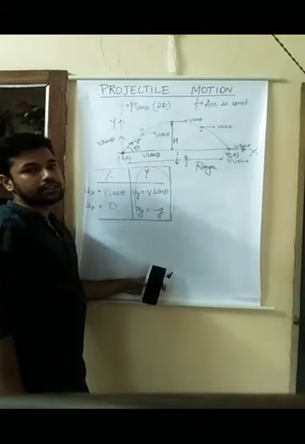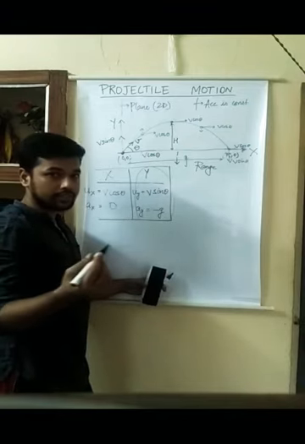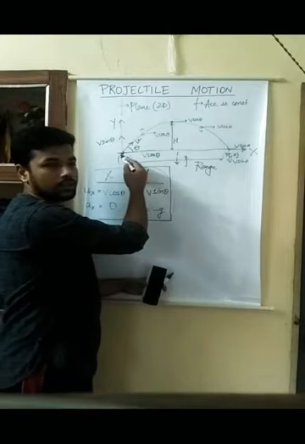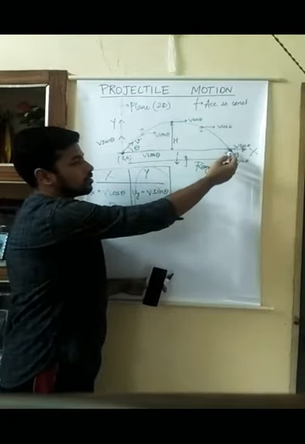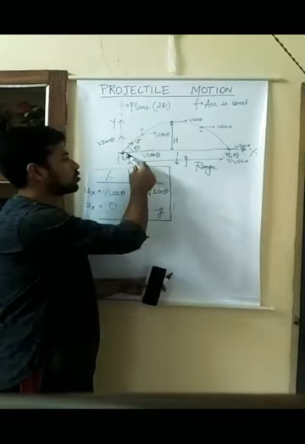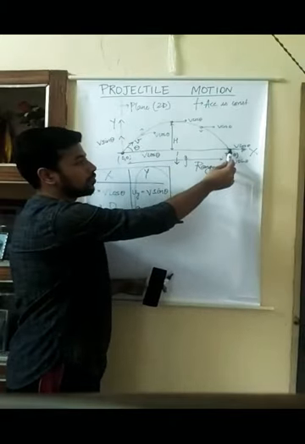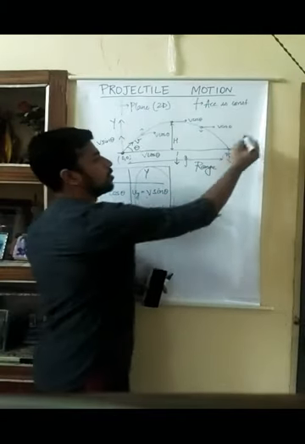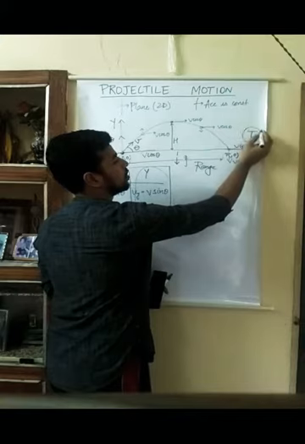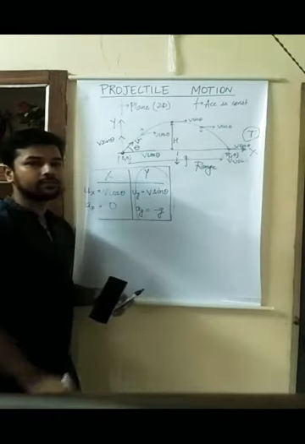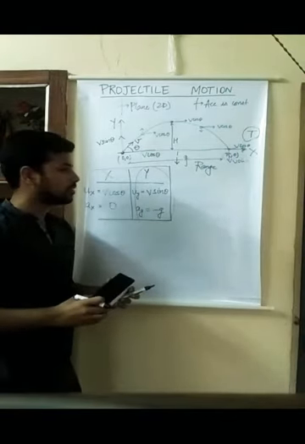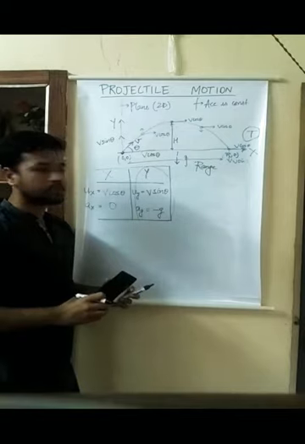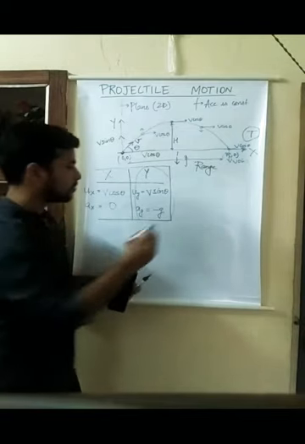Another object of interest is how much time it takes for this ball to come back to its final position. Like it's thrown from here, and how much time it takes for this ball to come back to final position. We call that time of flight. We will one by one obtain all these results. So let's go ahead with time of flight.